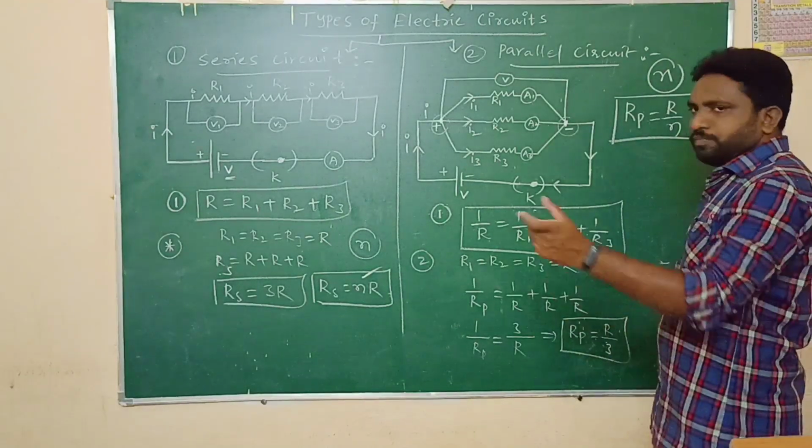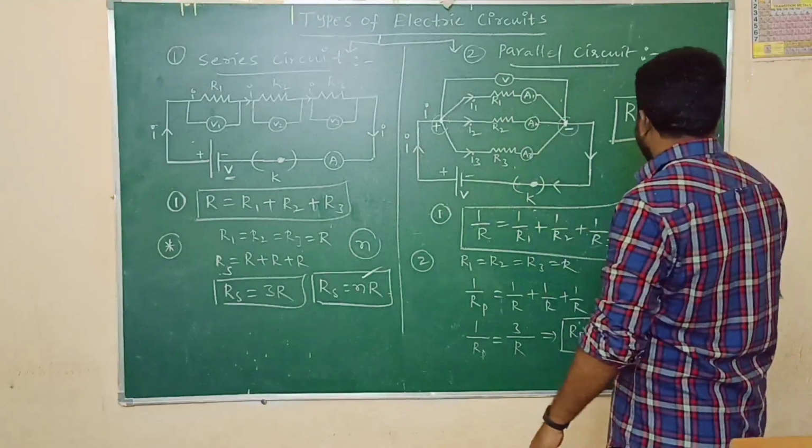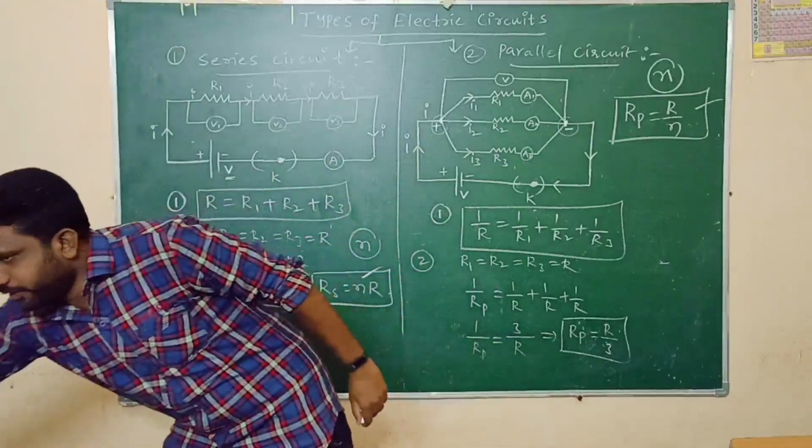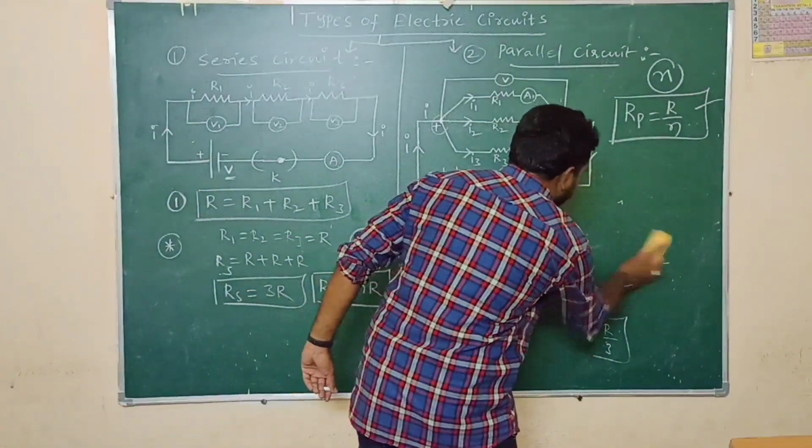And next, the last principle regarding the parallel circuit, if we have only 2 resistors in a parallel circuit, they are nothing but R1 and R2.